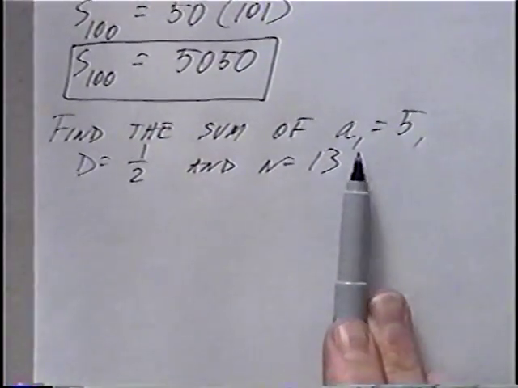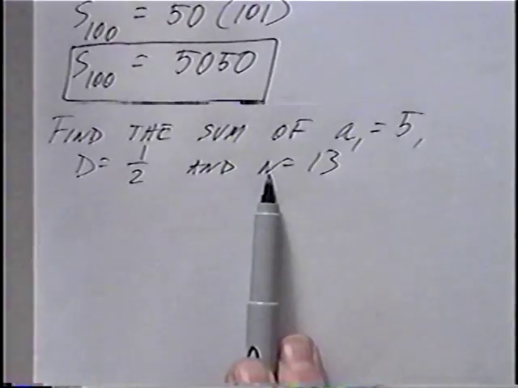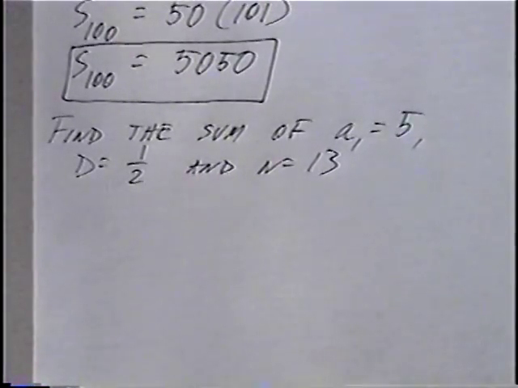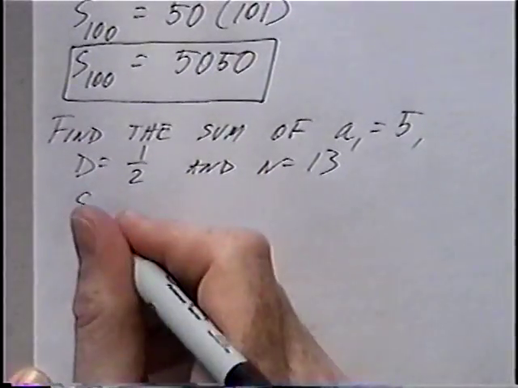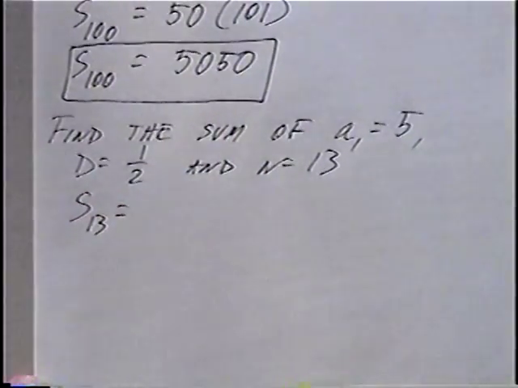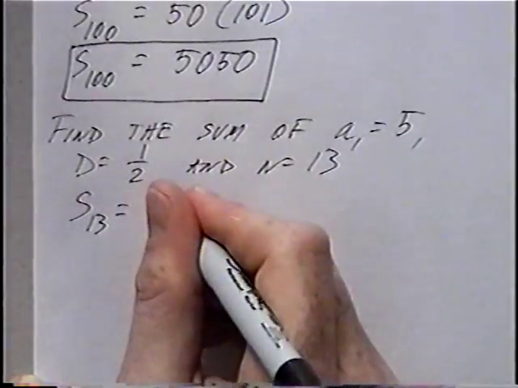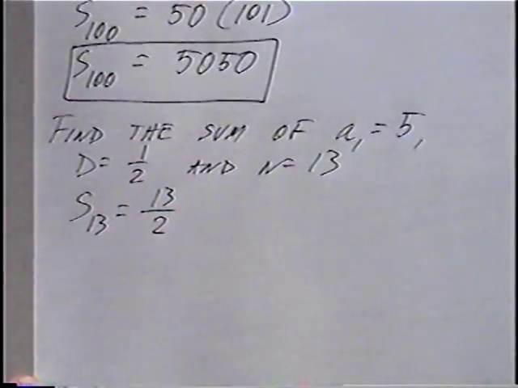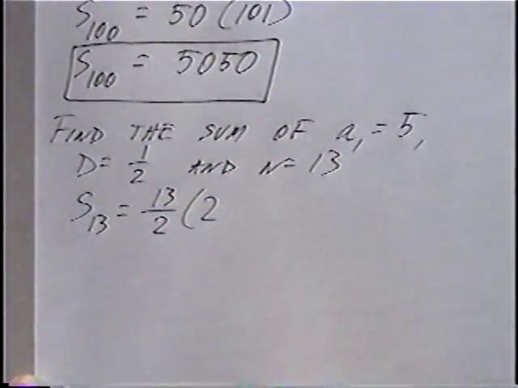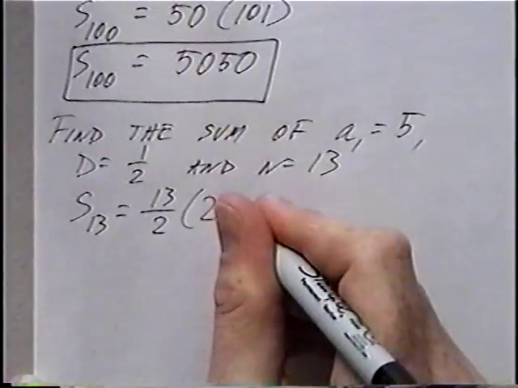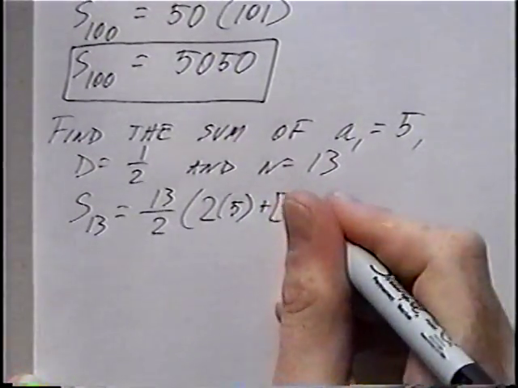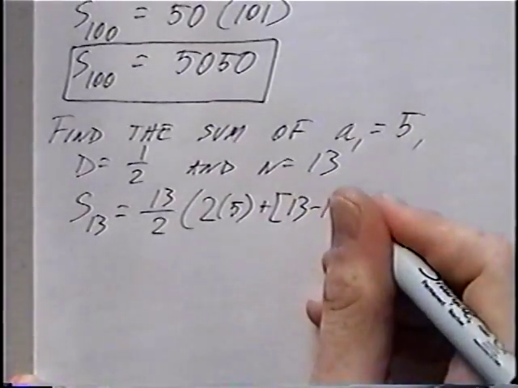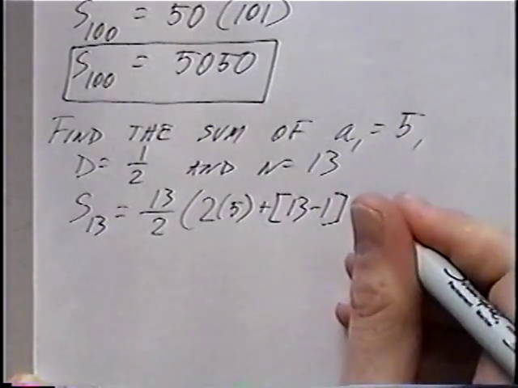Looking at what we're given, a sub 1, the difference, and n, we'll be using the second formula listed. So in this case it's S sub n, and again n is 13, so this will be the sum of 13 numbers. N again would be 13, divided by 2. And again, using the second formula, it will be 2 times a sub 1, which would be 5, and add to that n minus 1, which would be 13, times the difference, which would be 1/2.